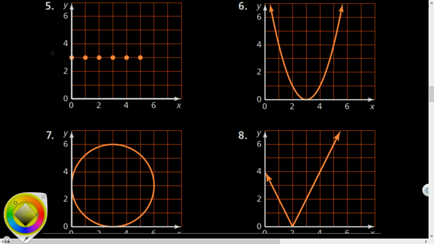Let's see, number 5 here. Function, right? No vertical line would hit more than 1 point. Number 6, this is called a parabola, by the way. Later on in this class, we'll actually learn how to graph those. Function or not a function? Do you think there's a vertical line that ever hits more than 1 point?